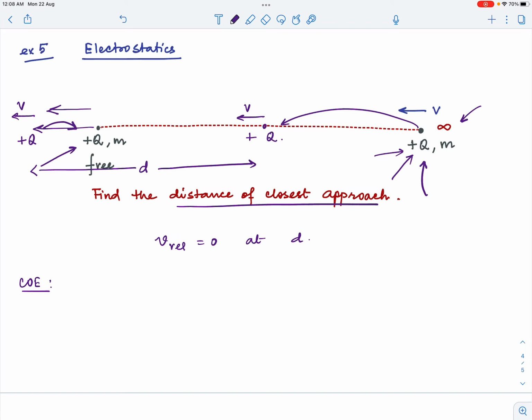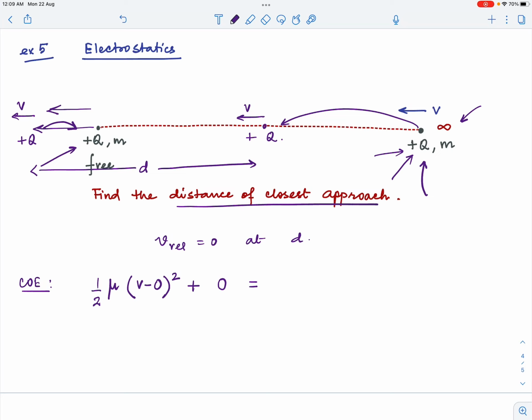Again, considering the kinetic energy of the initial system, it will be only because of the plus q charge which is being projected. So, it will be half mu into V minus 0 whole squared, plus what is the potential energy of this system initially? Initially the two charges are separated by an infinite distance, so there will be no potential energy, 0, is equal to the kinetic energy at the moment of closest approach.